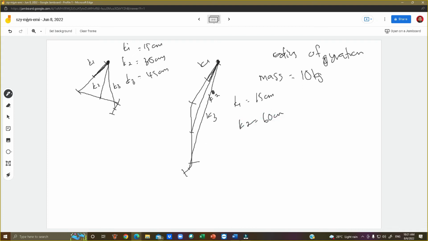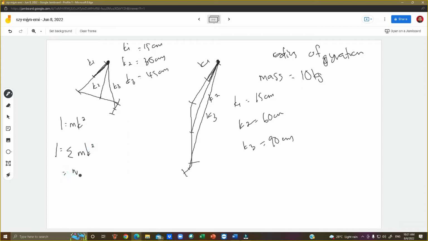And K3, 90 cm. So, to determine the weight of the system during rotational movement, the leg, we want to know which one is heavier. To know that, we are going to use I equals mk square. And since we have 3, I equals the summation of all mk square.